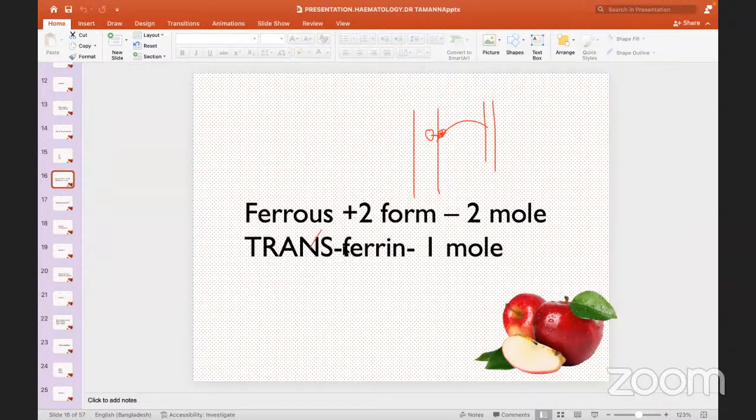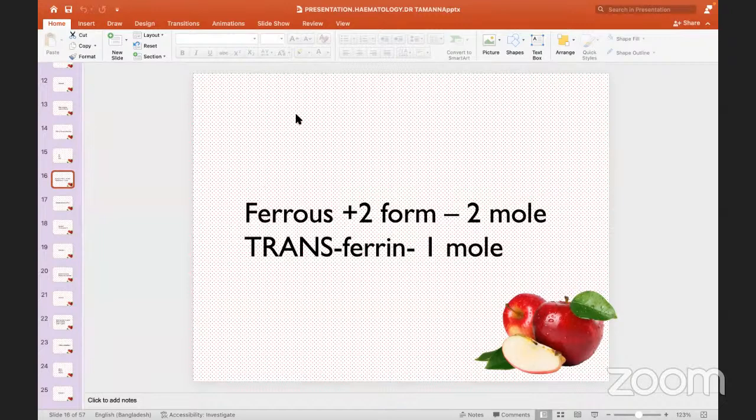Remember transport. I gave you a caps lock. Remember, transport means it is a vehicle. It is just like a vehicle. It will transfer iron to the tissue, like liver, muscle. Iron is stored in the liver. Iron is stored in the muscle. Iron is stored in the hemoglobin. So ferrous form of iron will go into the blood and transferrin will carry it.